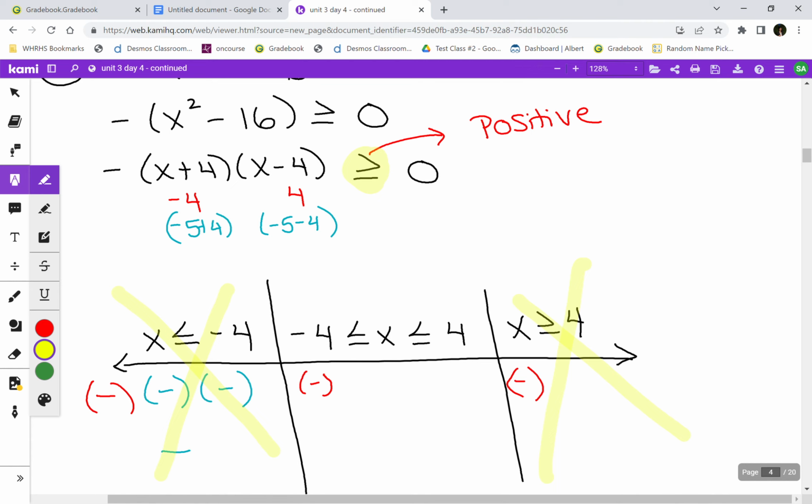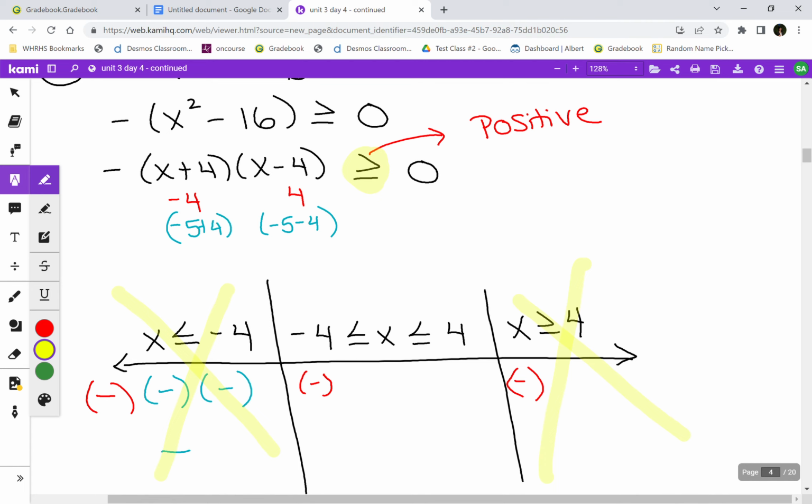Less than -4. Well, we had to test it, right? When x is less than -4, we chose -5. We still have that negative here, which we brought down. So then we'd have basically -1, and then -5 plus 4 is -1 again. And then -5 minus 4 is -9. So -1 times -1 times -9, isn't that negative still? That's why we still get a negative, because of that negative in the front.